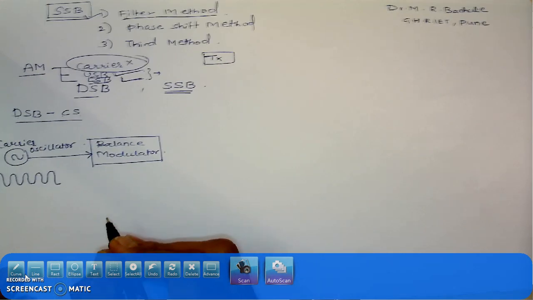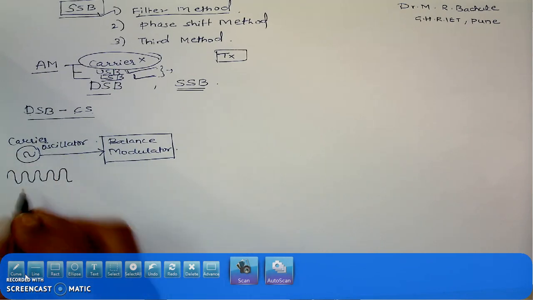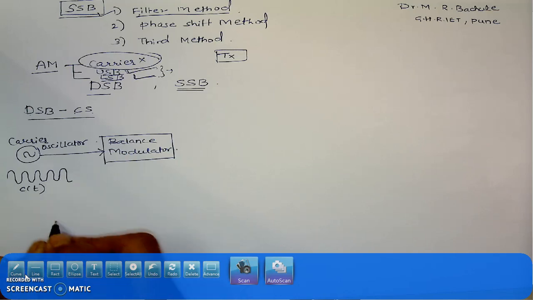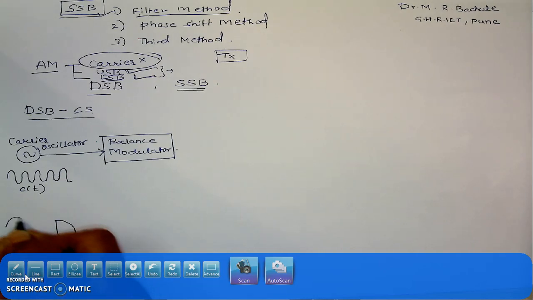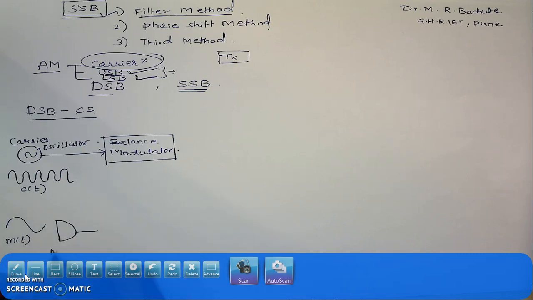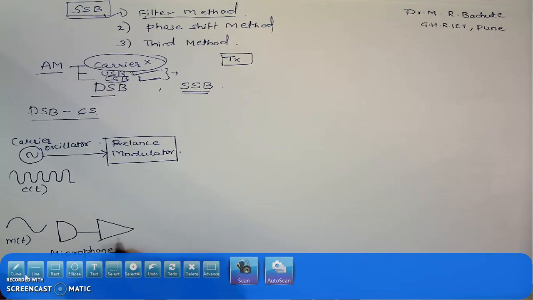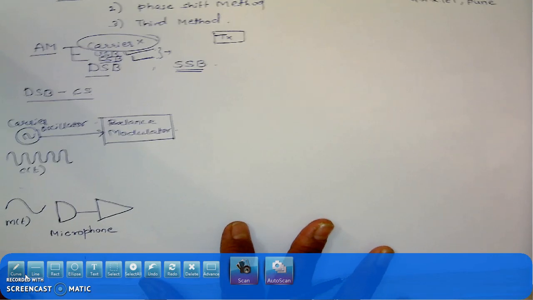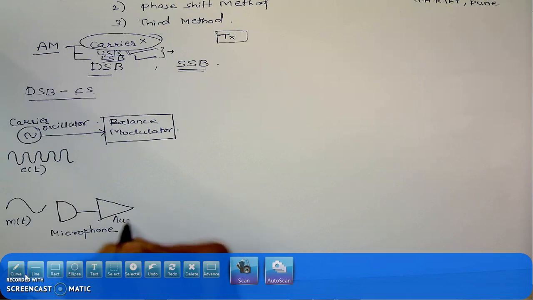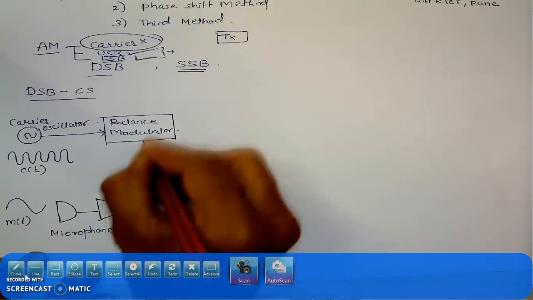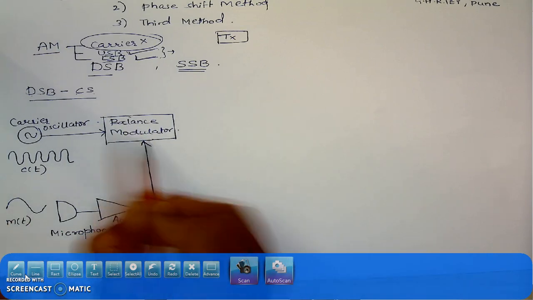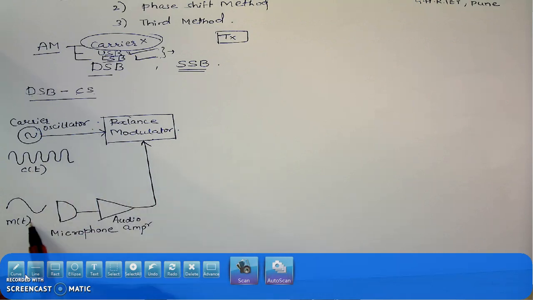Now, in modulation, two signals are involved. One is the carrier signal, which is called C of T, and the other is the actual information signal, called the modulating signal, M of T. So whatever we speak on the microphone, for example, is to be transmitted. Before applying this to the balanced modulator, we apply it to the audio amplifier, where amplification of the signal takes place, and this is applied to the balanced modulator. The two inputs for the balanced modulator are the carrier oscillator input, C of T, the carrier signal, and the other input is the amplified version of the information signal, M of T.